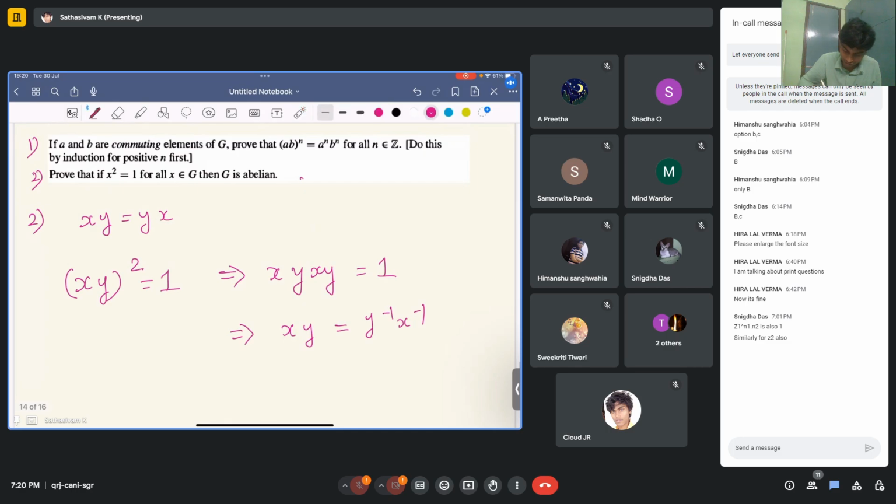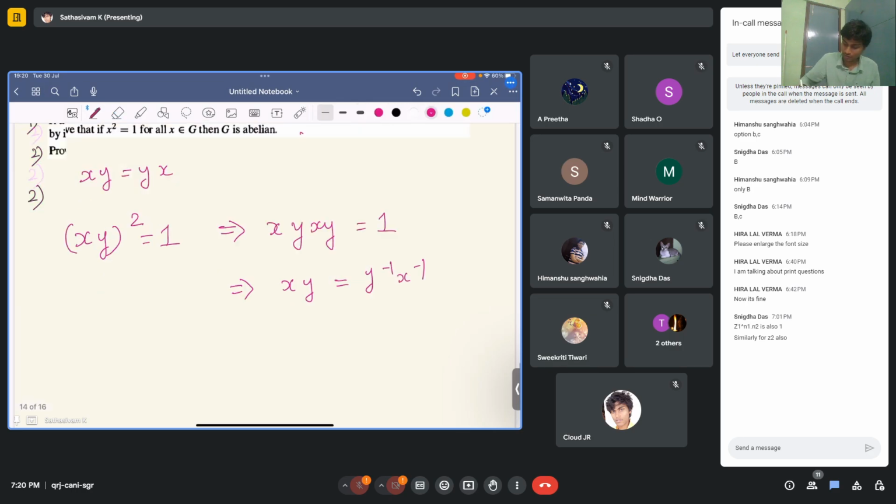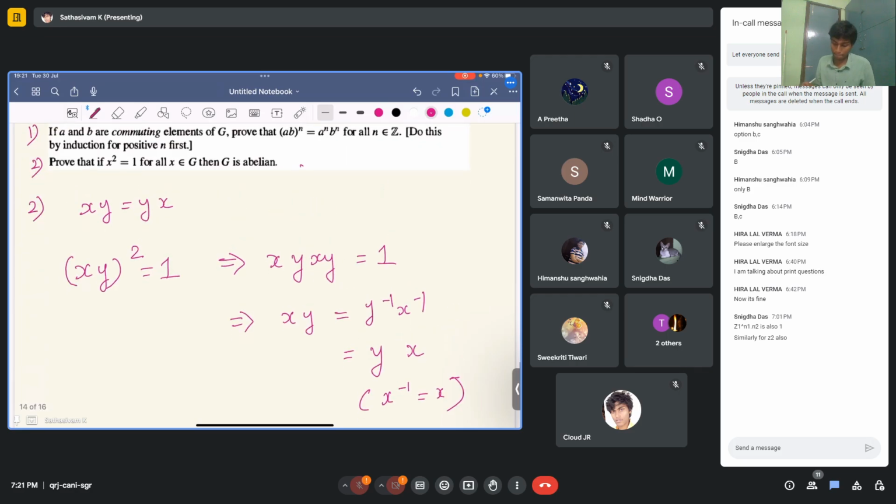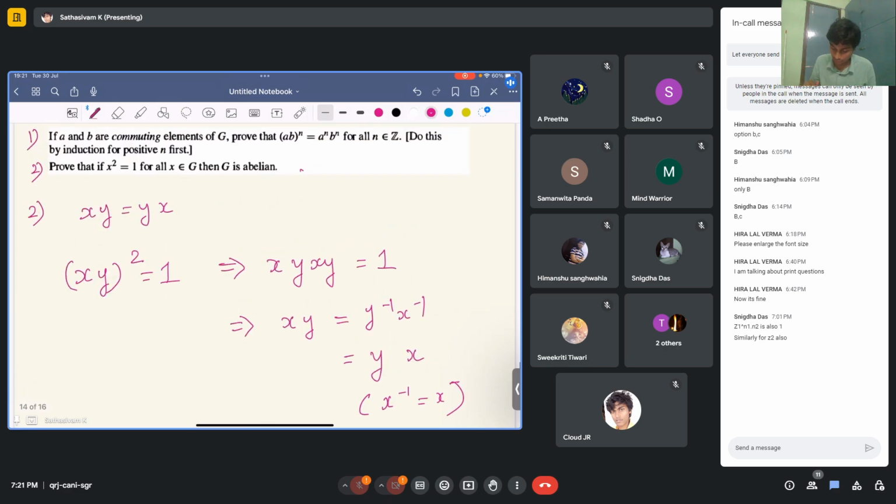So from here, x square is equal to 1, right? That means x power 2 minus 1, which is x itself, is equal to 1. So this is the identity. Sorry, this has to be the x inverse, but this is nothing but x. So basically, it is self inverse. So this is y, this is x, because x inverse is basically x. So that's all. It says that G is abelian. Thus G is abelian.